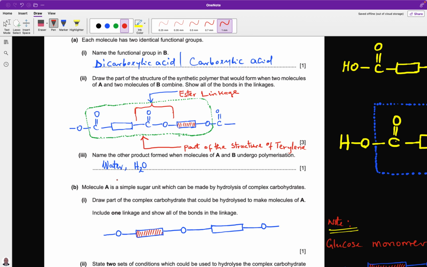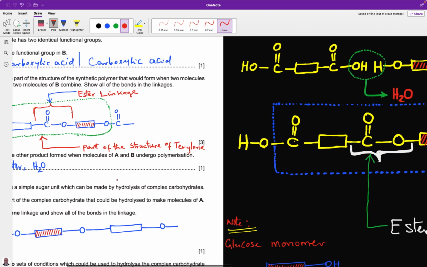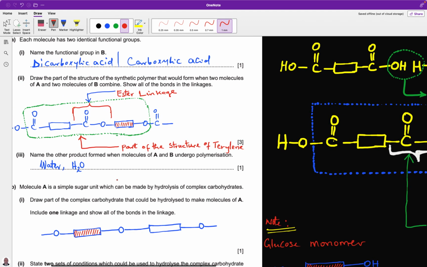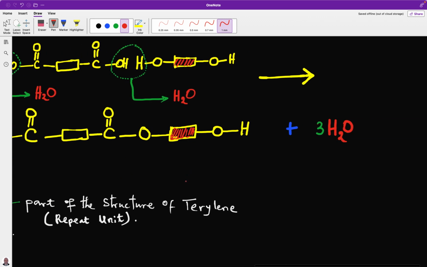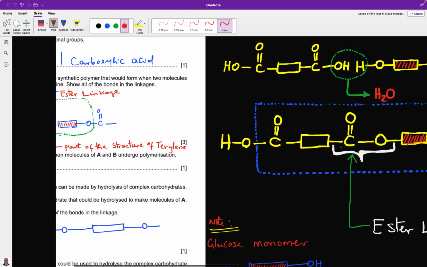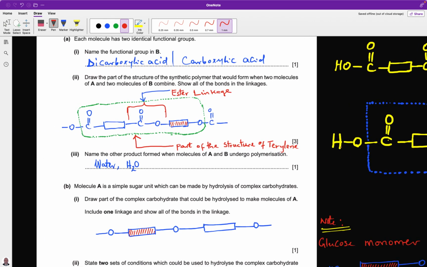Name the other product formed when molecule A and B undergo polymerization. You see the other molecule, name the other product. As I said, in the equation, we had 3 molecules of water that were being released. So the other product that was formed is water.